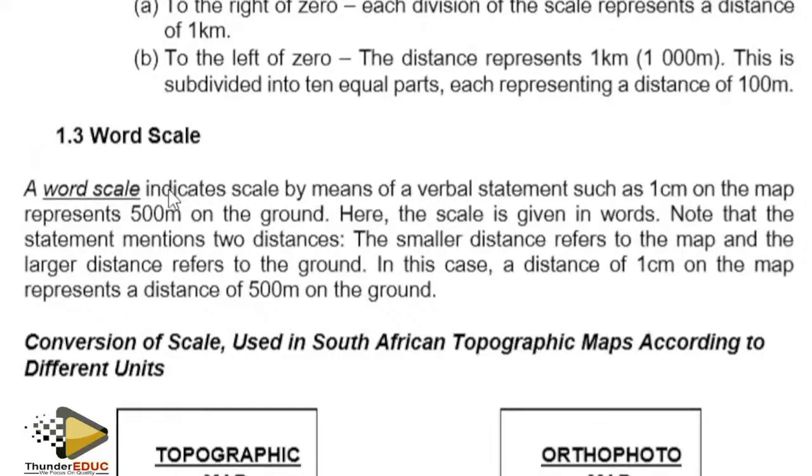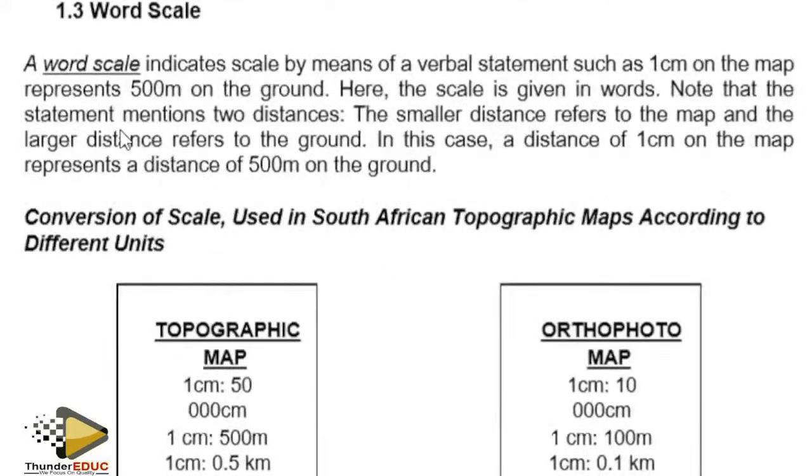The word scale is another type of scale. A word scale is in words, and this means that it is said verbally. Okay, it's a verbal statement. Just like the ratio scale is 1 to 2 when you're using those dots, here you say it verbally: 1 centimeter on the map represents. I want you to look at this word. The word says represents. It doesn't say it's equal to.